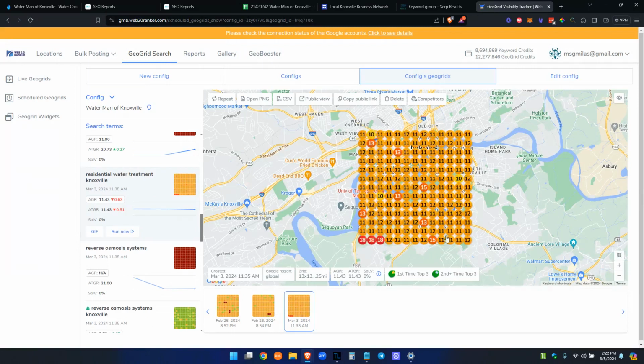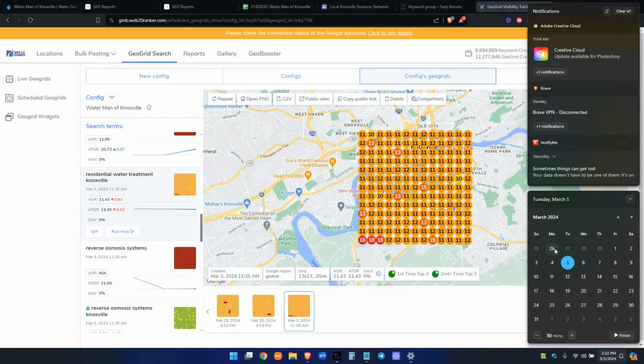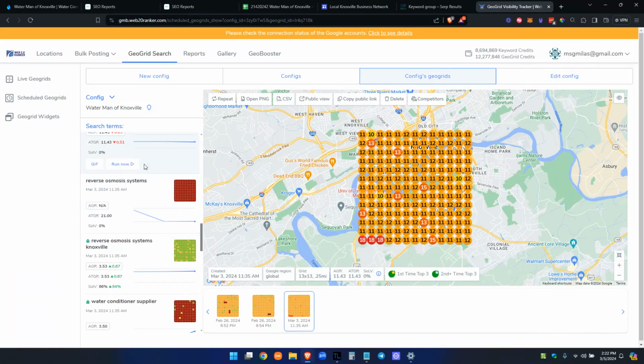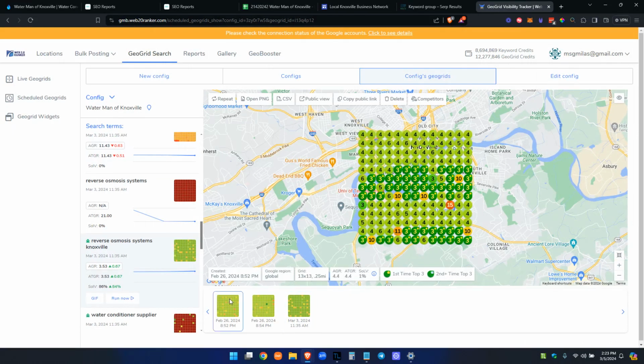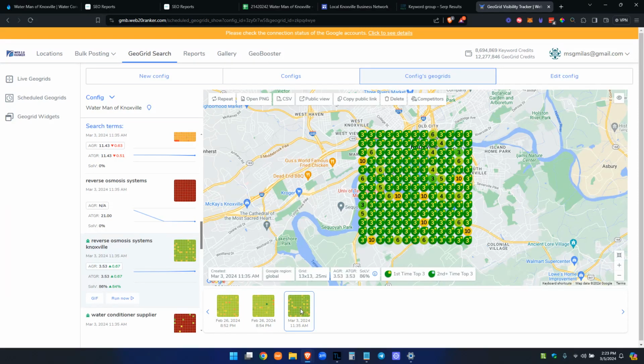Residential water treatment, see some nodes popping here. We are in about, I think, what about 2 weeks? The 26th was, so we're only about a week in since the initial start. So this is the very, very first update that we're looking at here. Looks like reverse osmosis systems, Knoxville, definitely jumped up.